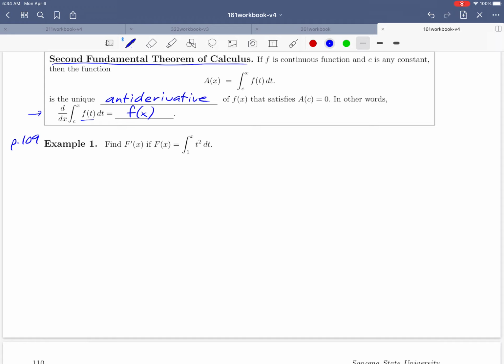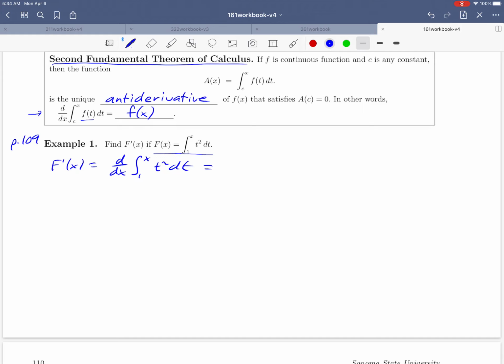Okay, so take example 1 here. They're defining a function capital F of x to be this integral and asking us to calculate its derivative. Okay, so the short way to do this would be to notice that the derivative of capital F of x is literally just asking us to take the derivative of the integral from 1 to x of t squared dt.